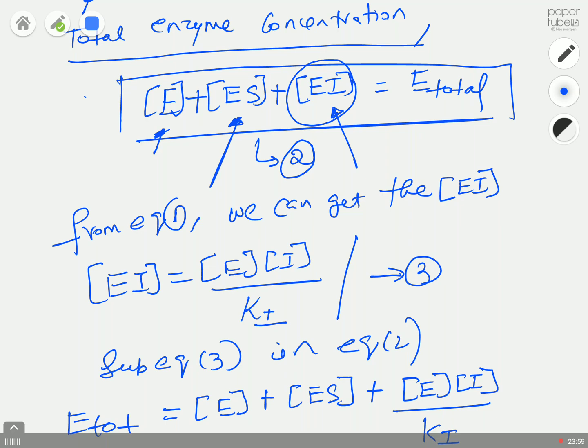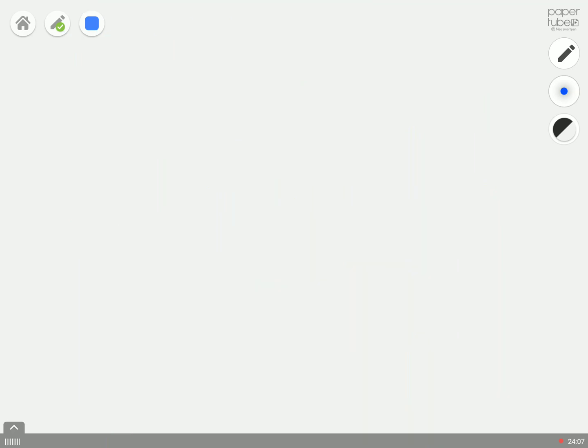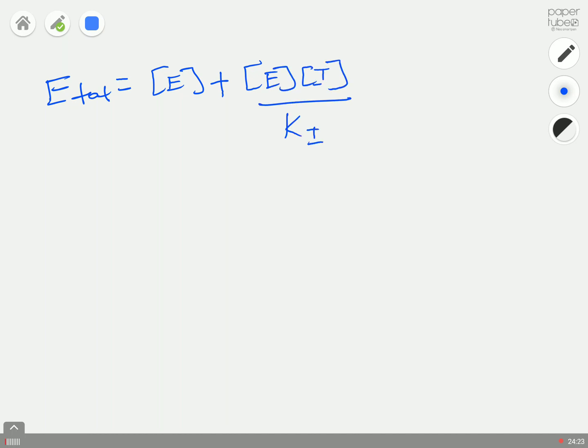So this is okay so far. So you can write this equation into, let's rewrite this expression. E total is equal to concentration of enzyme plus concentration of enzyme multiplied by inhibitor divided by Ki plus concentration of enzyme substrate complex.